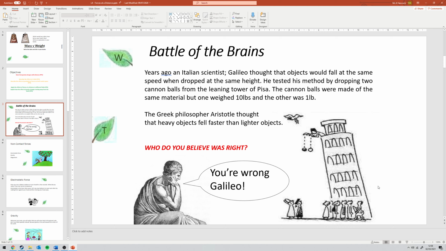The Greek philosopher Aristotle thought that heavier objects fall faster than lighter objects. So, who was right? And how would you be able to test that? Have a little think. How would you be able to test it? What would the problems be? Because back then, these people had to think about these problems without computers, with just their brain and not really anyone else to talk to, because they were thinking about something that was so completely new.